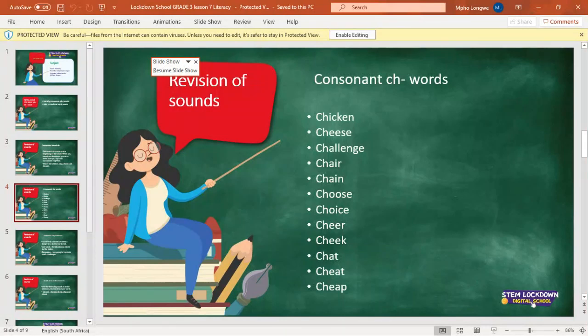Here are the words. So it's chicken, cheese, challenge, chair, chain, choose, choice, cheer, cheek, chat, cheat, cheap. I hope everyone can see. Yeah, better. So everyone can see. Awesome. Please, guys, you have 2 minutes to write. I'm leaving it this way.